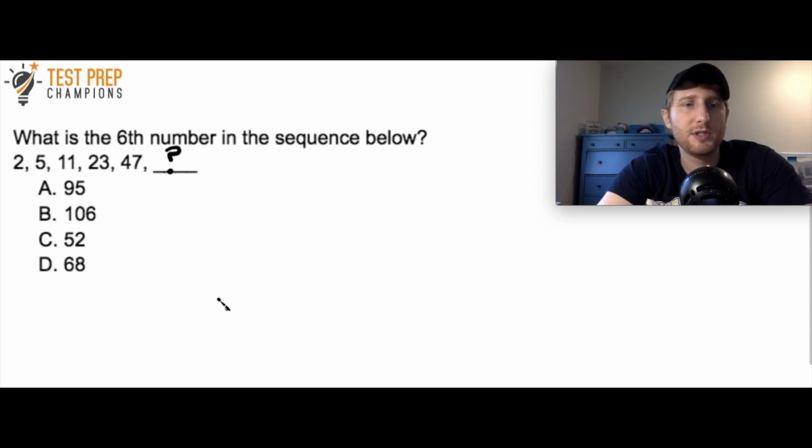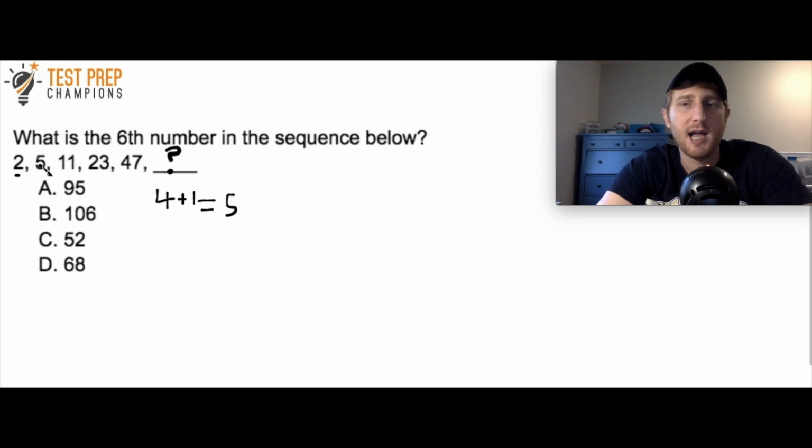Okay, so if you had trouble with this, don't worry because we're just going to take a look at it. So the pattern here is each number gets doubled and then gets 1 added to it. So for example, if I double 2, I get 4. And then if I add 1 to that, I get 5, which is the next number in the sequence.